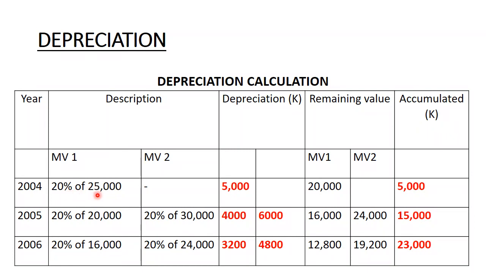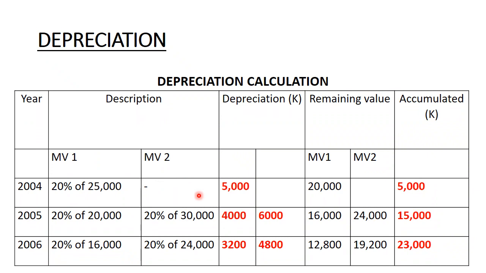So 20% of 25,000, when you get a calculator, you do 20 over 100 times 25,000, or 20 divided by 100 times 25,000, you get 5,000. So this is the amount that has depreciated, or simply, this is how the motor vehicle has lost value by 5,000, meaning that the new value of the motor vehicle is 25,000 minus 5,000, 20,000. This is the new value of the motor vehicle.